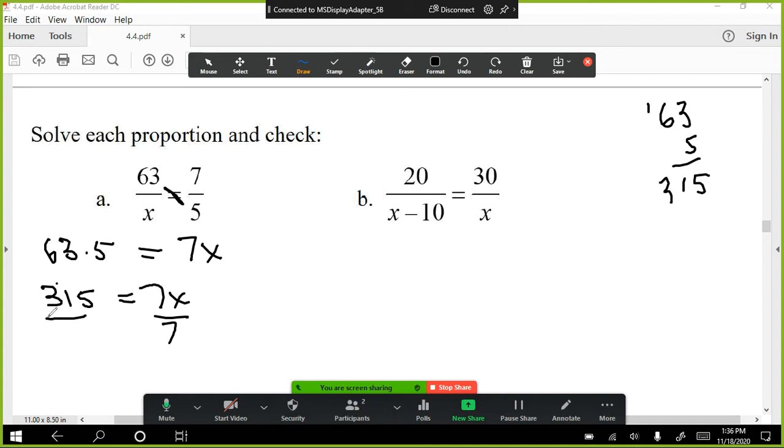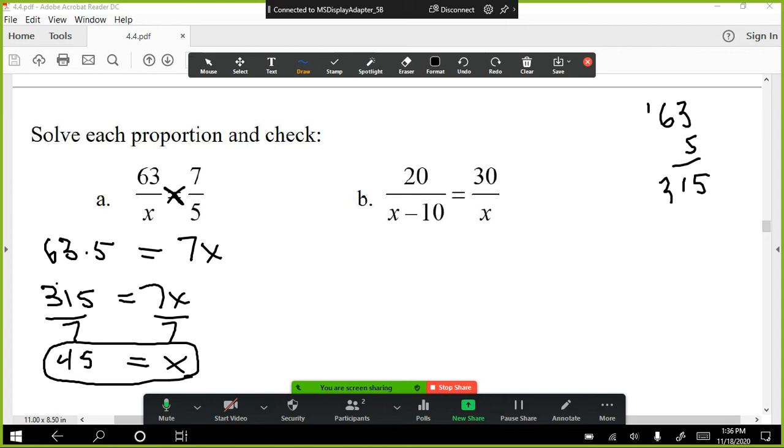We divide by 7, and we get x equals, 7 goes into 31 4 times with 3 left over. It's just not going to go evenly. Let me get my calculator. 315 divided by 7 is 45. So x is 45. So 63 over 45 is equivalent to 7/5.